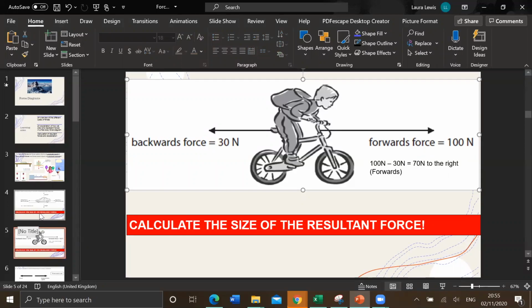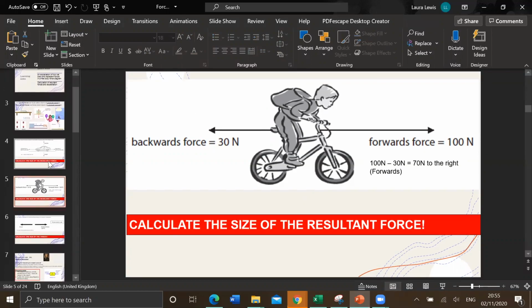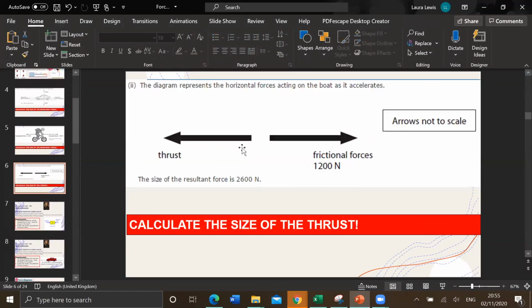So these are all diagrams, all known as free body force diagrams. Free body force: any sort of diagram with just the forces on it. You could get this from an exam actually. So it's a diagram that represents horizontal forces acting on a boat as it accelerates. So again, we've just got forces. The size of the resultant force is 2,000. So it's a different way around this one. You could be asked like this, couldn't we?